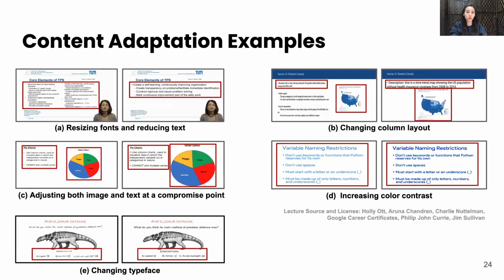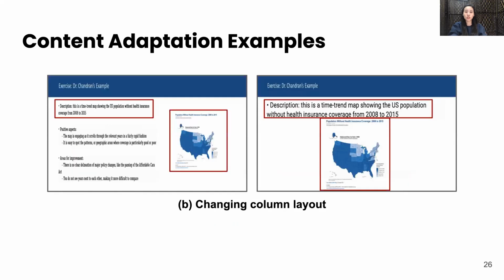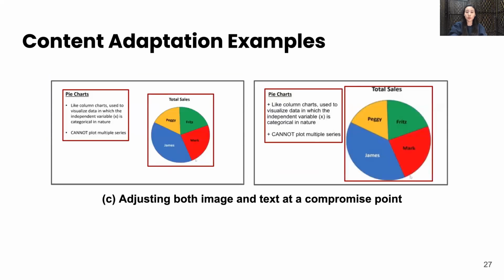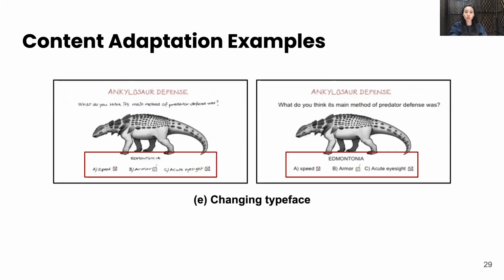So far, we decomposed the video into design elements, and now the adaptation module generates and renders the adapted content by applying existing design guidelines for mobile content. We generate the content adaptations by enlarging the font sizes and reducing the amount of text, changing the column layout to maximize the readability, adjusting both image and text at a compromise point where the average design guideline compliance rate is maximized, increasing the color contrast, and changing the typeface to ensure the readability.